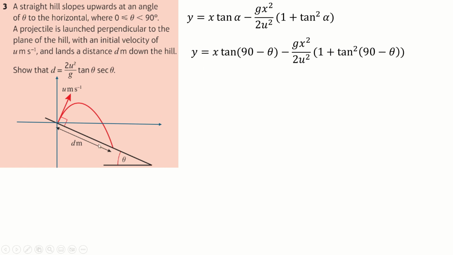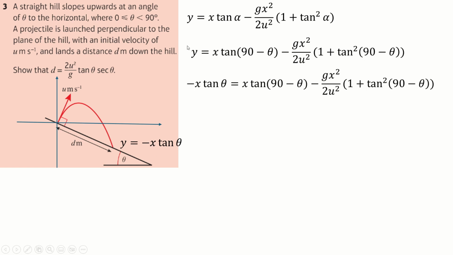Now, this line here, it's got gradient this over this, right? So it's just y equals minus this over this x. But this over this is also tan theta, right? Tan theta is opposite over adjacent. So the equation of this line is just y equals minus x tan theta. And I'm going to look for the intersection between this curve, the red curve, which is this, and this line. So just put that in there.